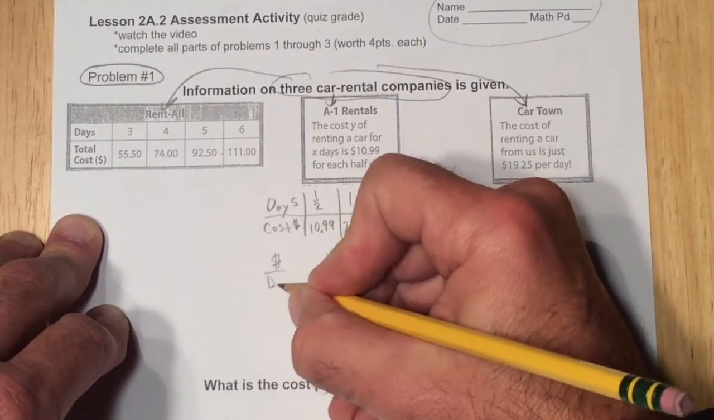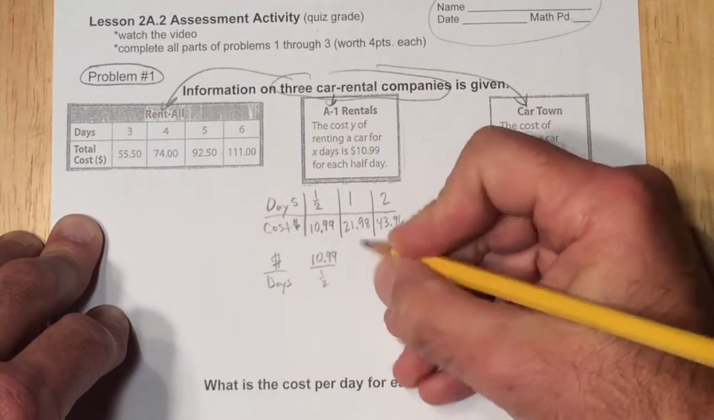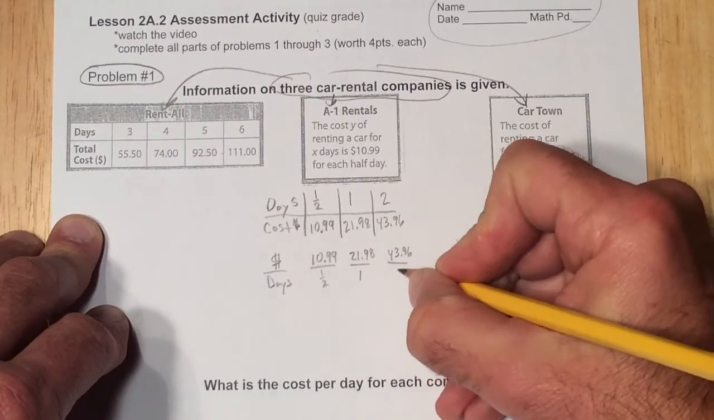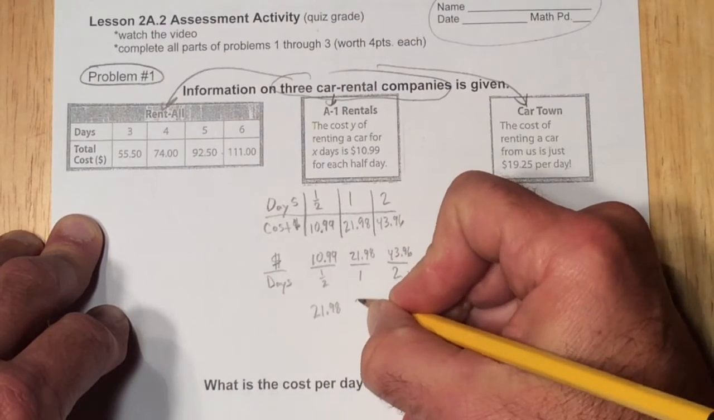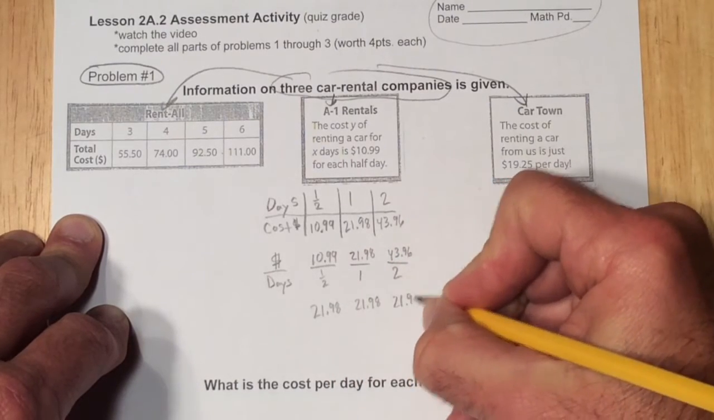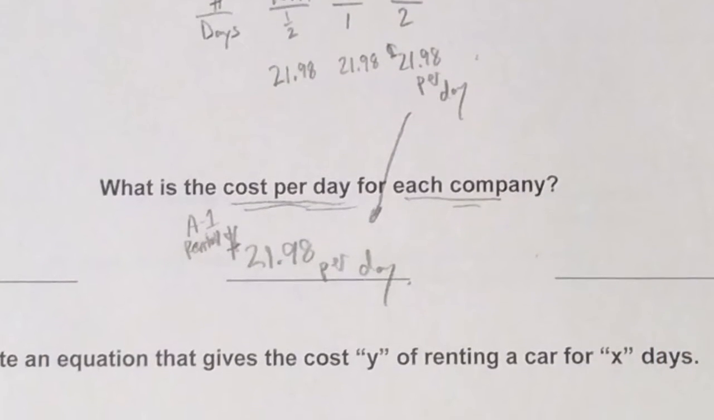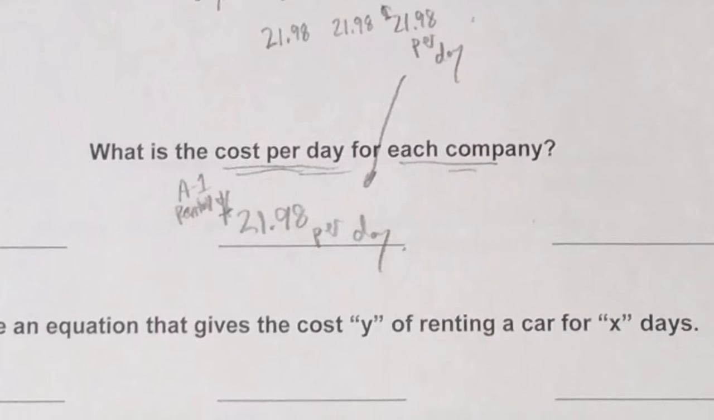Now what I'm going to do is I know that money has to go in the numerator, days in the denominator. I'm going to set up each of these rates in fraction form. And when I divide to find the unit rate or rate of change, each of them is $21.98, which is the cost per day for that company.